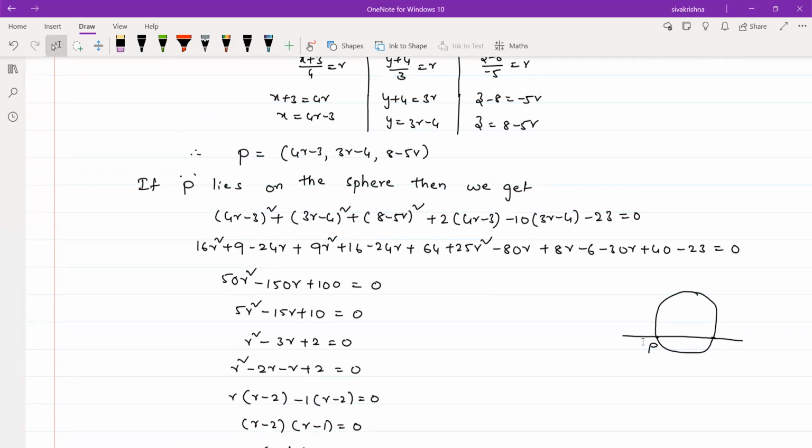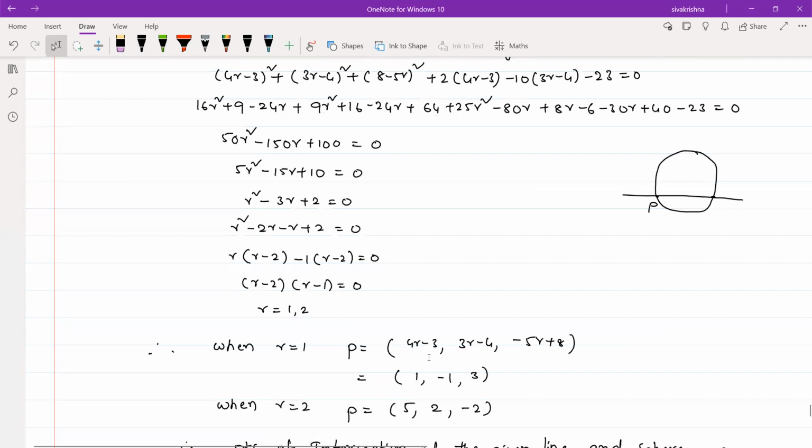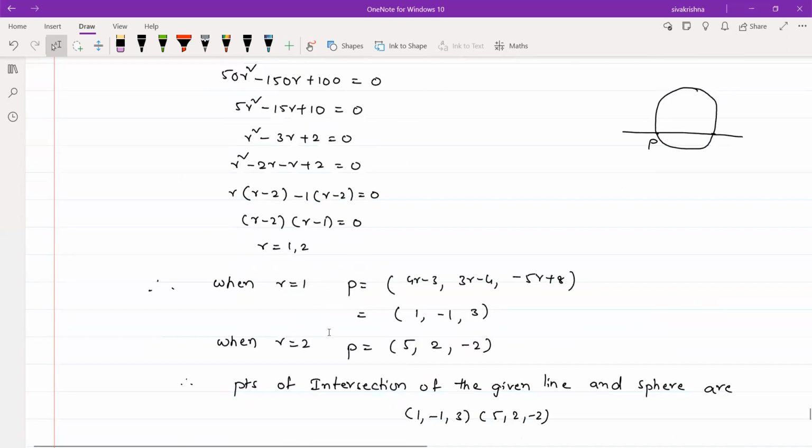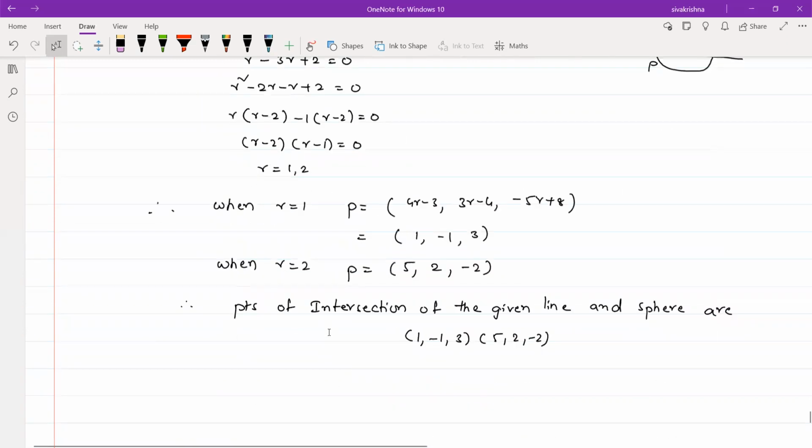So if P lies on the sphere, then we have to substitute that particular point P in the sphere equation. Then we get the values of r. Here we get two values for r, because we are having two intersecting points. Whenever we substitute those two values in the point P, then we get 2 points of intersection, and these are the points of intersection of both the line and the sphere. In this way, we can find the point of intersection of line and the sphere.